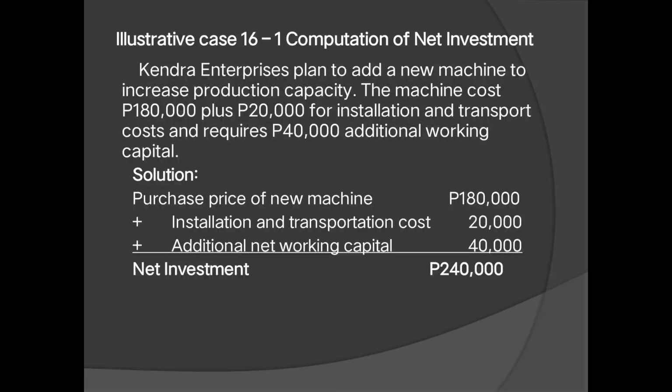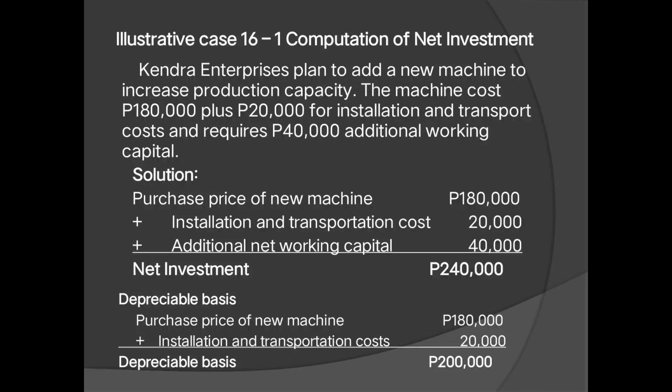Purchase price of new machine, which is 180,000. Add the installation and transportation cost of 20,000. Add the additional net working capital of 40,000. Then, makukuha na natin yung net investment na 240,000. So, ayun lang yun. Inadd lang natin yung mga cash outflow. Then, para makuha naman natin yung depreciable basis, kailangan lang natin i-add yung purchase price na 180,000 sa installation and transportation cost na 20,000. Then, makukuha na natin yung 200,000 na depreciable basis.